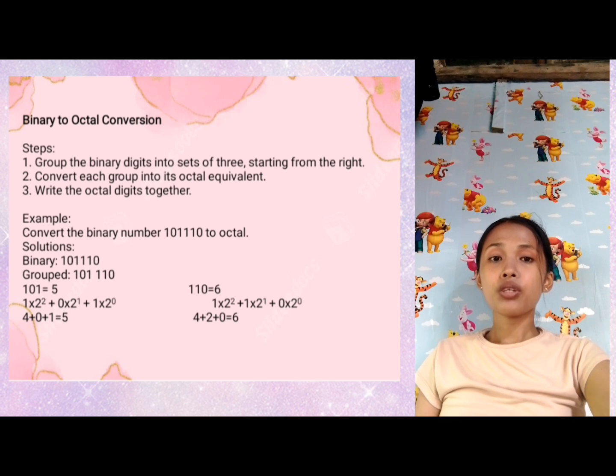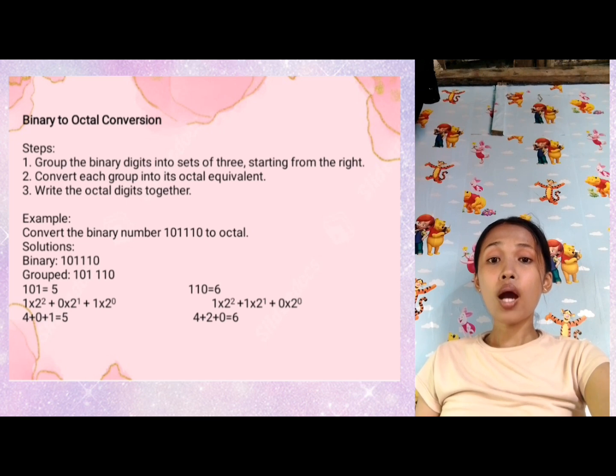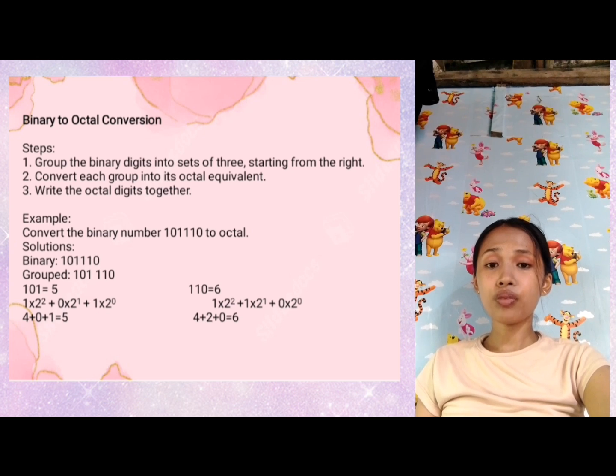For example, convert the binary number 101110 to octal. That will be 101 110 when grouped into sets of 3. Then, convert each group into its octal equivalent. 101 is 1 times 2 raised to the power of 0 plus 0 times 2 raised to the power of 1 plus 1 times 2 raised to the power of 2, equals 4 plus 0 plus 1 equals 5.